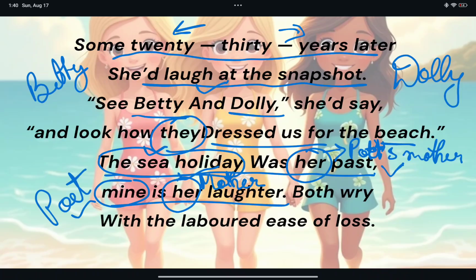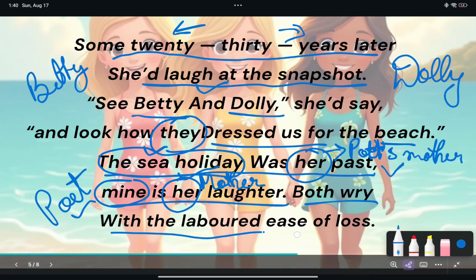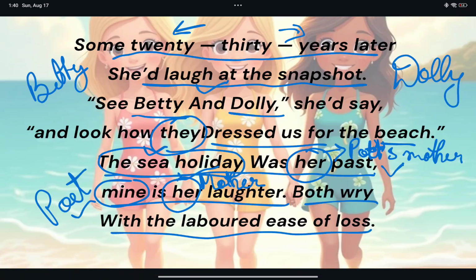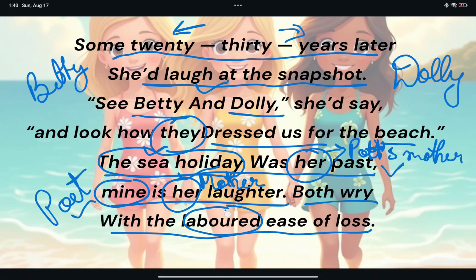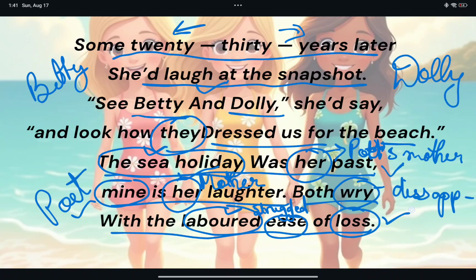Now it says both rhyme with the labored ease of loss. Now see, oxymoron is something you must have heard about. Here oxymoron is used. I'll tell you how. So it says labored ease of loss. When we say labored, it means something for which you have struggled a lot. Labored means struggled. Ease is to make something simpler. And loss shows some kind of disappointment. So it says that both me and my mother had suffered our own losses.